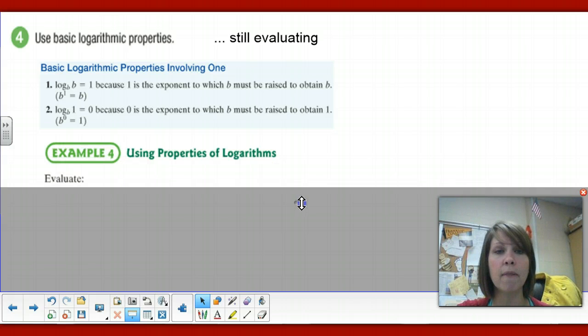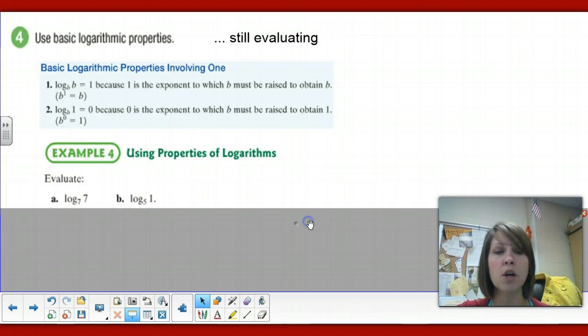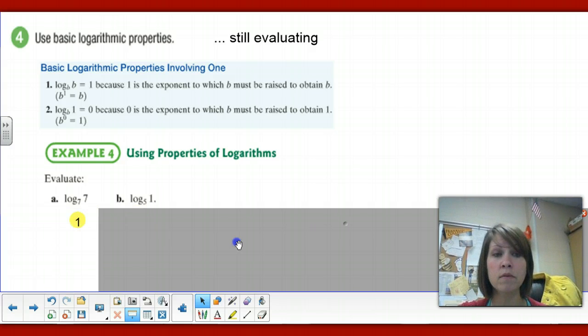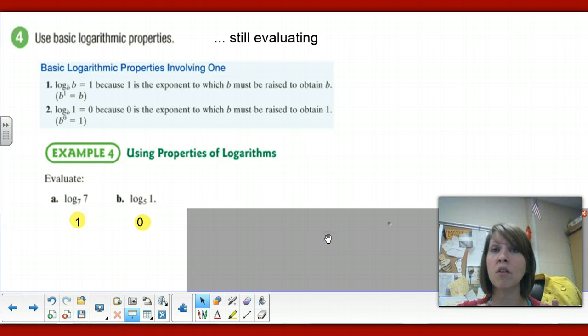Here's example 4, using properties of logarithms. The log of 7 base 7 is 1 because the 7's match. The log of 1 base 5 is 0 because you're taking the log of 1. That value will always be 0, regardless of your base.